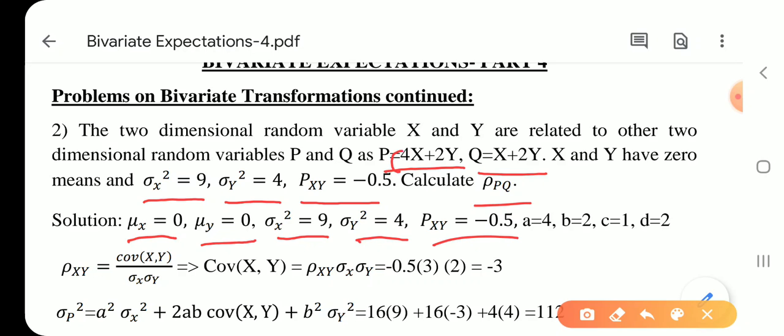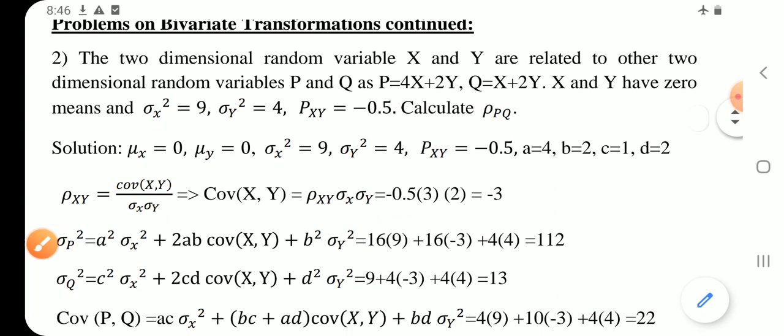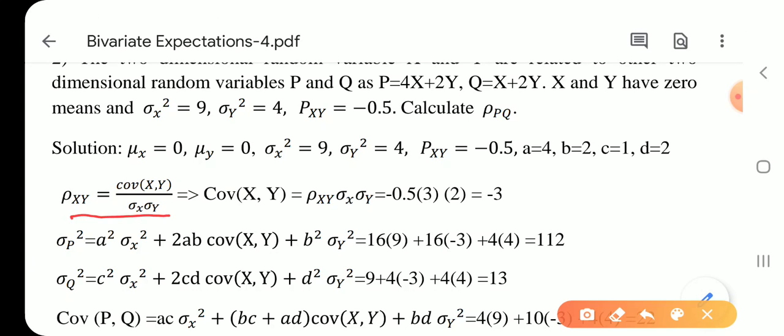Here the values of A, B, C, D are given. A is 4, B is 2, C is 1 and D is 2. First of all, let us write what is given. After that, to find rho of PQ, first we have to find the covariance of XY. Since rho of XY is given, we will consider the formula for rho of XY so that we can find the covariance of XY.